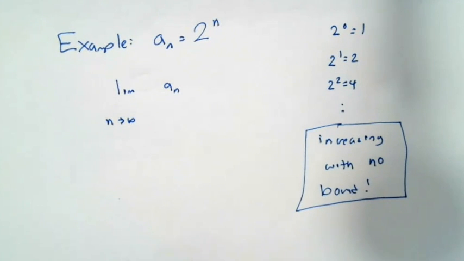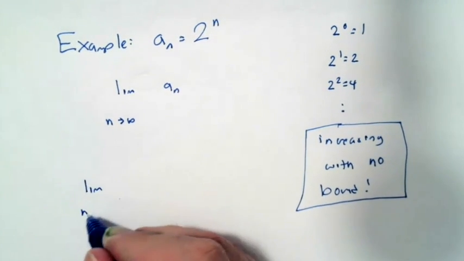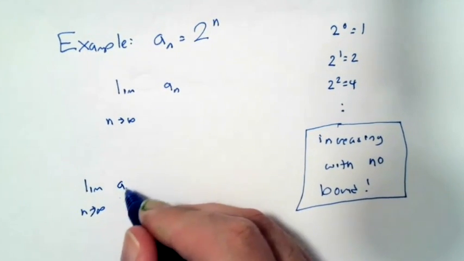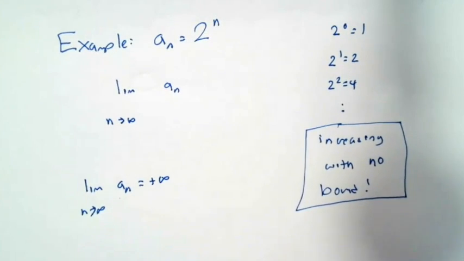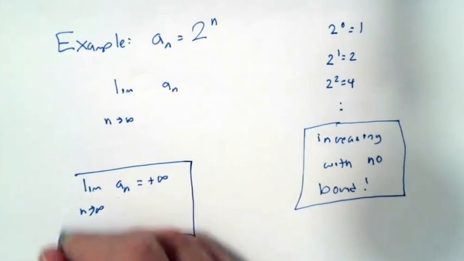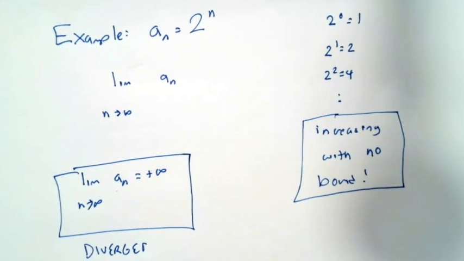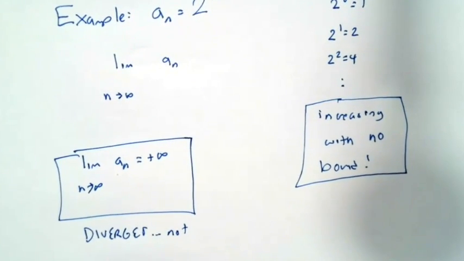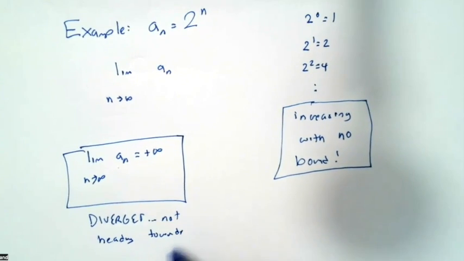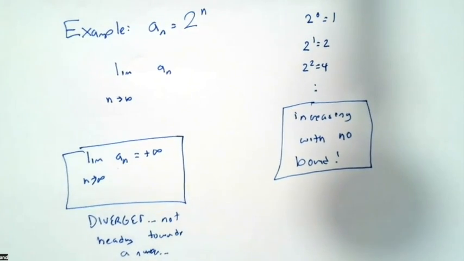And so some people would write, and it's common that you'll see this, the limit as n approaches infinity of a sub n is equal to positive infinity. But we would still say that this diverges because it's not heading towards what we would consider a number. Infinity is a concept in our world, not a number. So even though there is a definite trend, it doesn't have a specific limit.